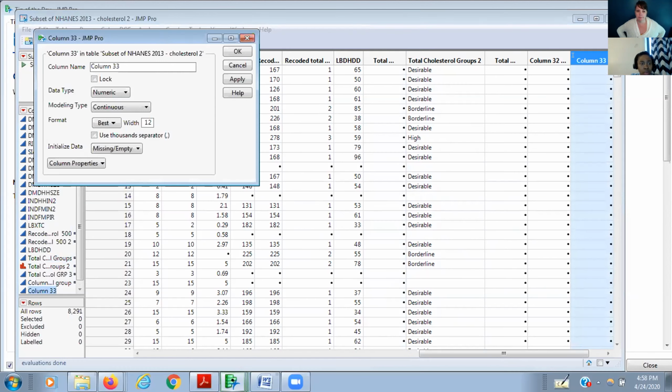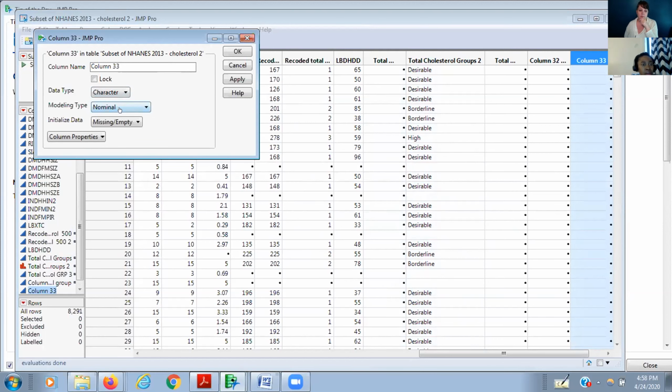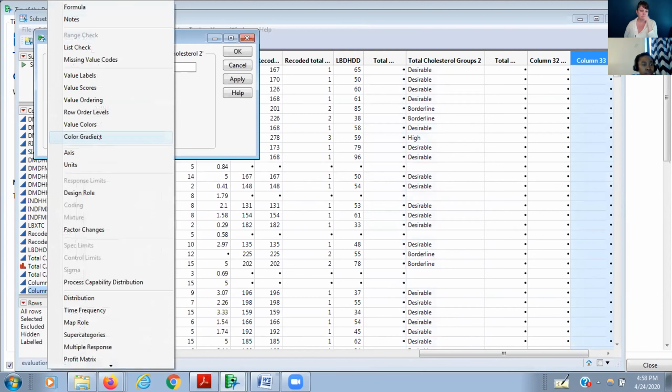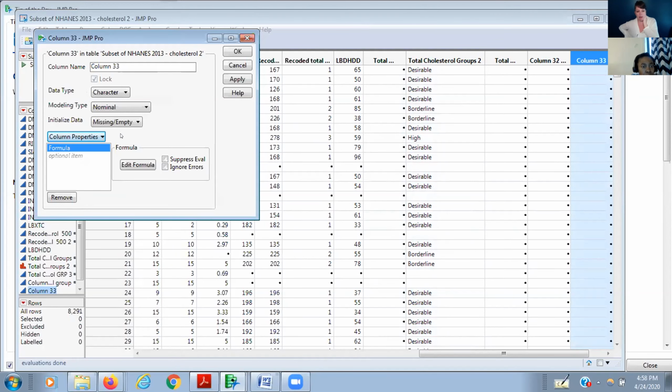In column information, first of all, make the data type character. The data type right now reads numeric. Make it character. Click on the little arrow next to numeric. Do you see the word data type? Yep, so click there and make it character. Okay, so now under column properties, you want to do a formula. It's all the way up the top. And now I want to edit the formula.